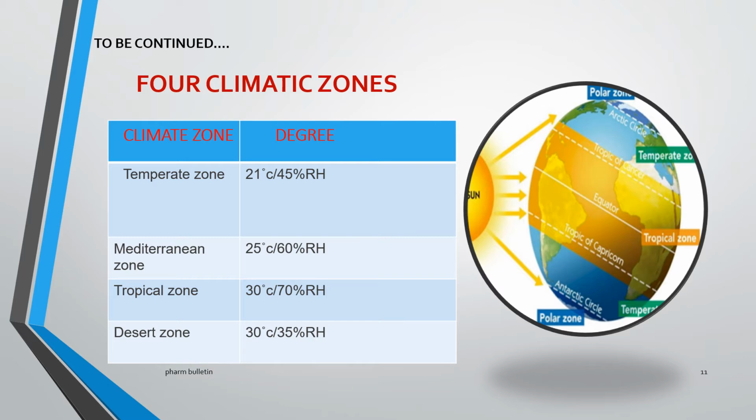Mediterranean is 25 degrees Celsius and 60% RH. Tropical is 30 degrees Celsius and 70% RH. Desert zone is 30 degrees Celsius and 35% RH. As every zone has a different temperature and humidity, we can't keep the stability the same in all the zones. So a drug should be designed such that it has enhanced stability in all four zones.